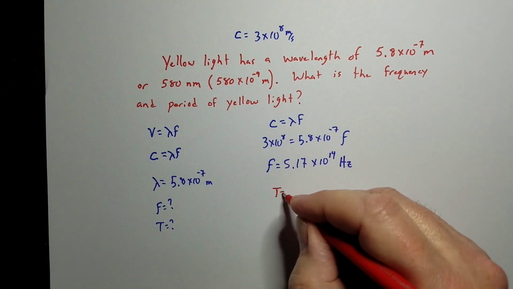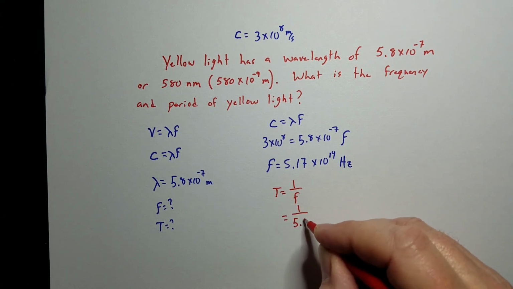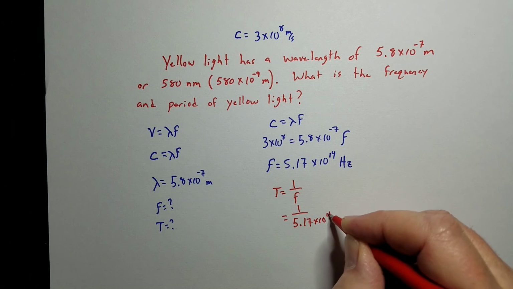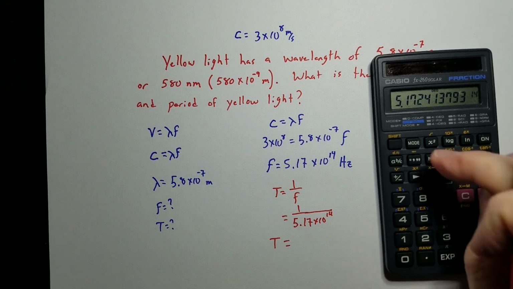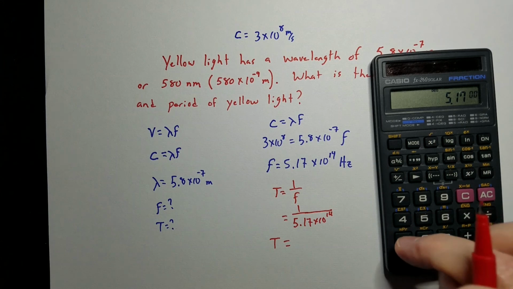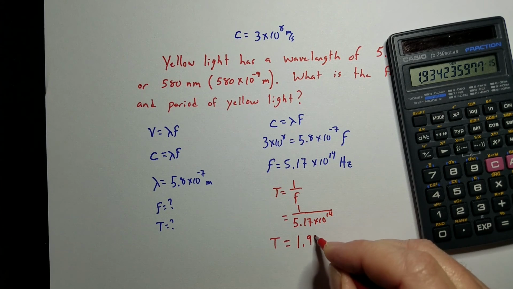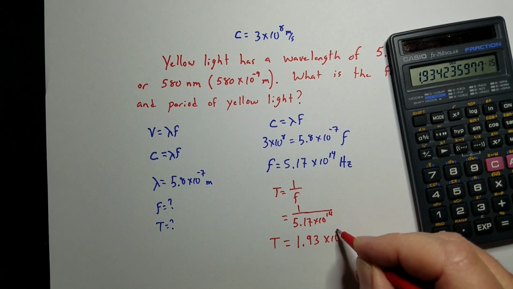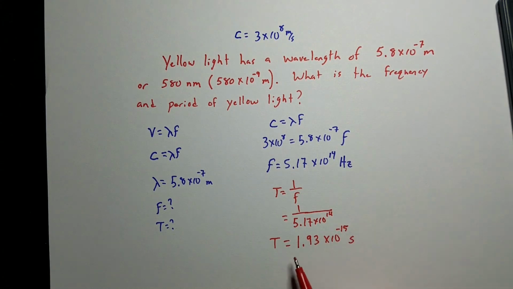Period will be 1 over that frequency. So it'll be 1 over 5.17 times 10 to the 14th. Well, actually, let's do it this way. 5.17 times 10 to the 14th, take the inverse of that. I get 1.93 times 10 to the minus 15 seconds. So that means one wave goes by every 1.93 times 10 to the negative 15 seconds. So a very, very short amount of time.